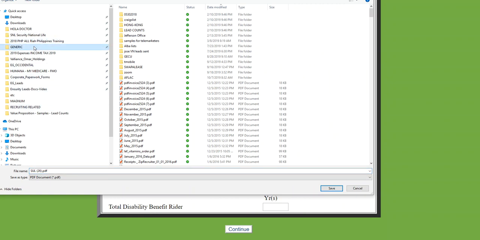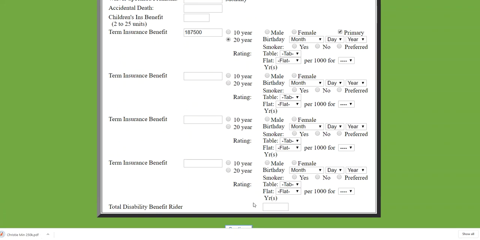I'm just going to put it in a folder, and I'm going to illustrate. I'm going to save it under the customer's name. In this case, it would be Christy. Minimum 250K, just so that we are good with recognizing the file.